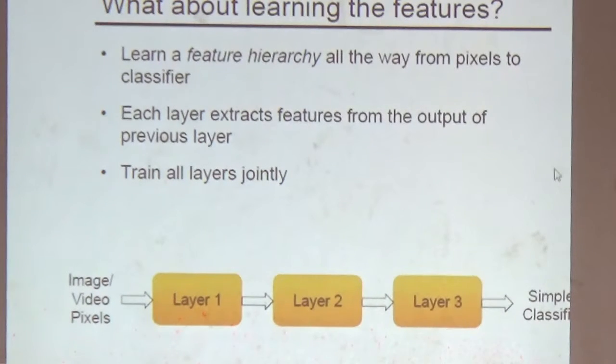The thing that they were not doing with features and SVM or something like that was that they did not learn the features. So here what we do is we learn a feature hierarchy all the way from pixels to the classifier. So the connections between the neurons are learned and the classifier is also learned. Each layer of neurons extracts features from the output of the previous layer. So hierarchical data processing is happening. And we are training all the layers jointly. We are not training the classifier separately. We are not extracting features separately and training the classifiers on the extracted features, but we are learning the features and the classifier simultaneously. That is the process that happens now.